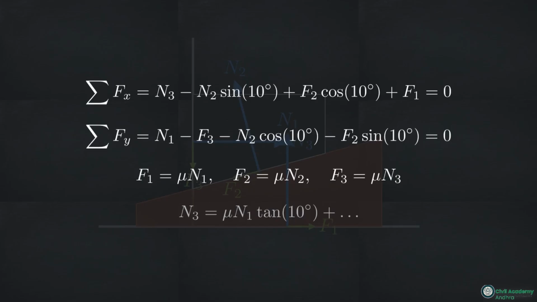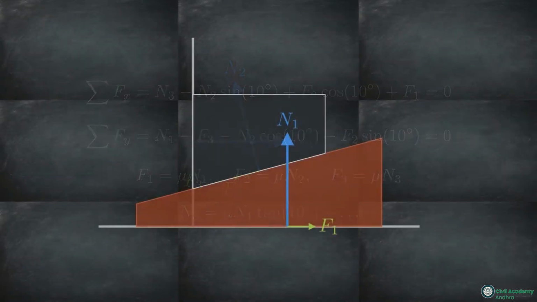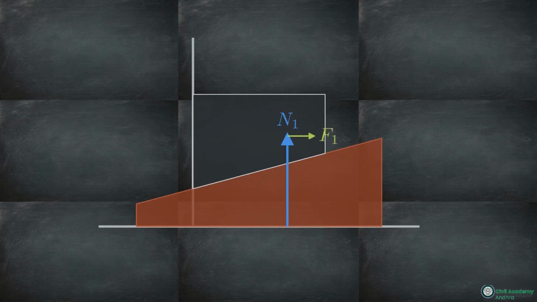We can clean this up. Instead of treating the normal and friction forces as 2 separate vectors, we combine them. Because they sit at right angles to each other, they merge into a single diagonal resultant vector, which we'll call R. This resultant force is tilted slightly away from the normal line.